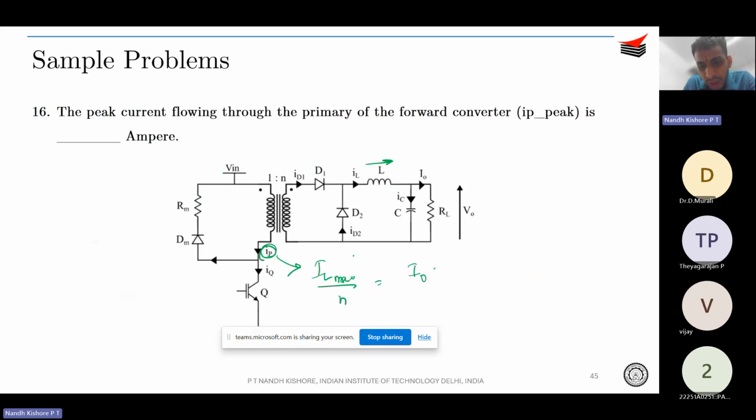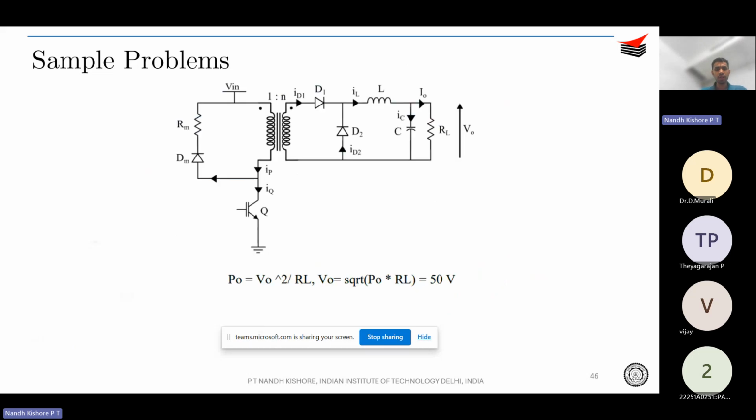It is in the output side: I naught plus delta IL over 2, if delta IL is a peak to peak ripple. So this is the maximum inductor current. And if you reflect it back to the primary side, divided by N, this is your IP max. Simple, right? So all specifications are given.